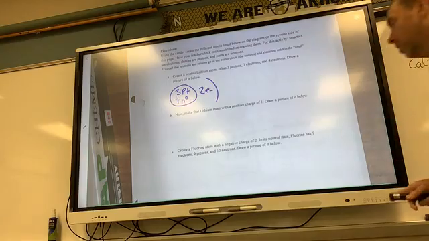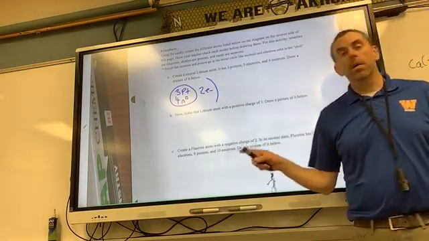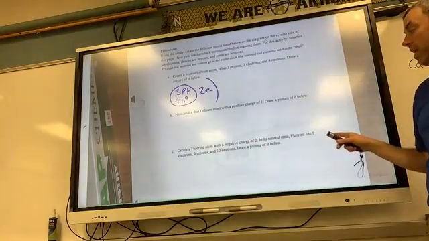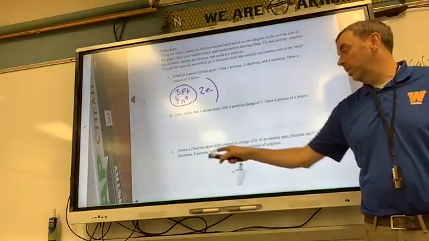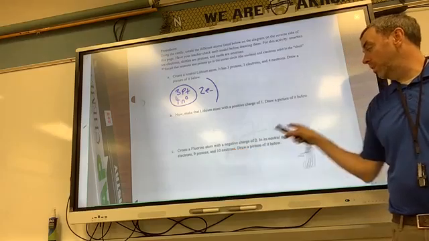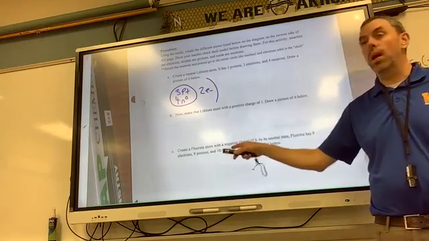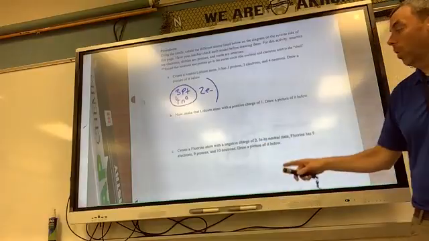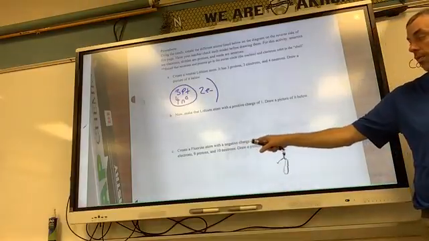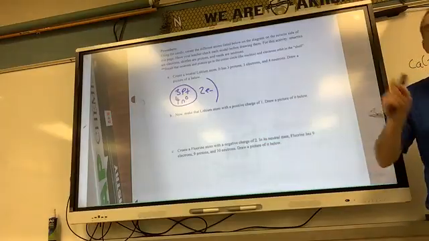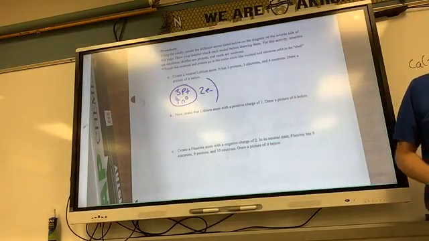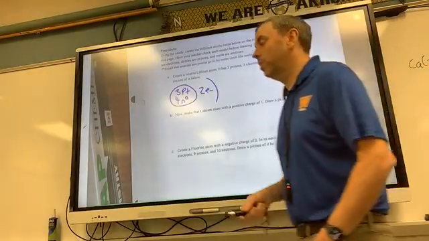protons. For the last one, on C, I'll tell you what neutral fluorine has. In its neutral form, it has 9 electrons, 9 protons, 10 neutrons. What I want you to do is make fluorine with a negative charge of 2. Make that now. Let me know when you think you got it.